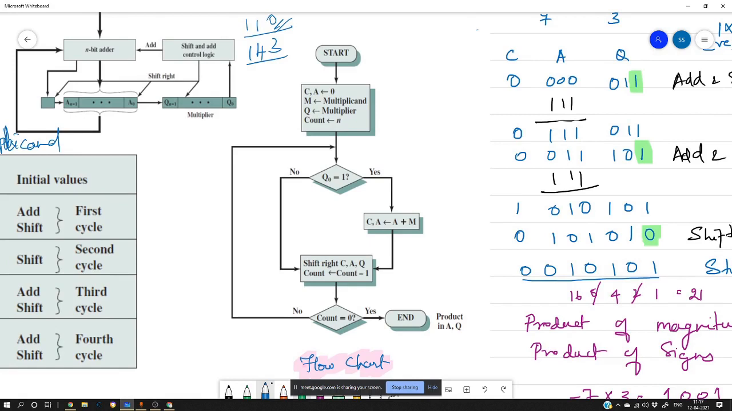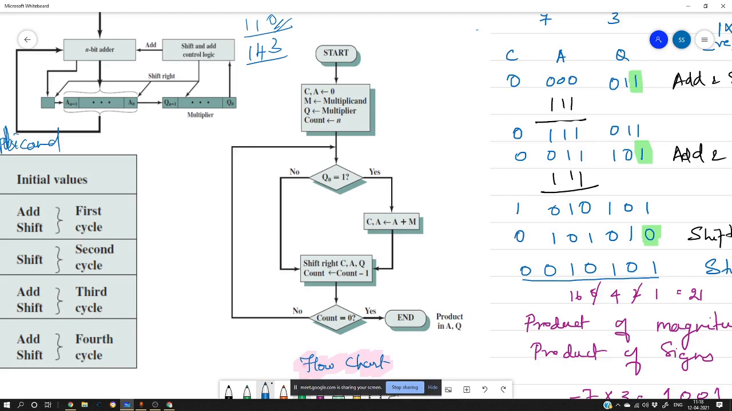So initialize C and A with 0. That is, initialize the accumulator and the carry bit with 0. And move the multiplicand into M and multiplier into Q. So at every step, you're going to check the bit in the multiplier. That is what we did in the previous case. When we tried to multiply manually, we just took a bit from the multiplier and checked whether it is 0 or 1.